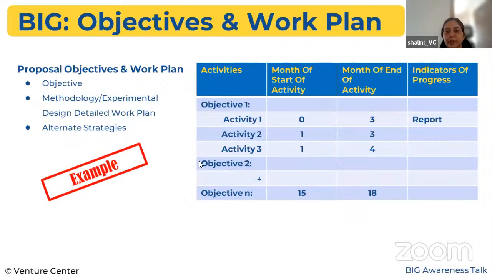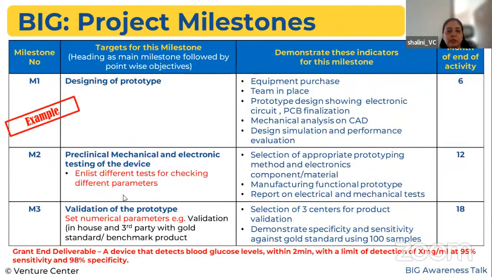So when you're filling up the application form, you will be asked to plan your objectives, where you need to give the activities which you plan for the 18 months. You have to give the month of start of activity, end of activity, and what is the indicator that this particular activity is achieved. So let me just show you one of the examples. This is how you will need to plan your milestones spread over 18 months, giving your targets and indicators that these targets have been achieved.